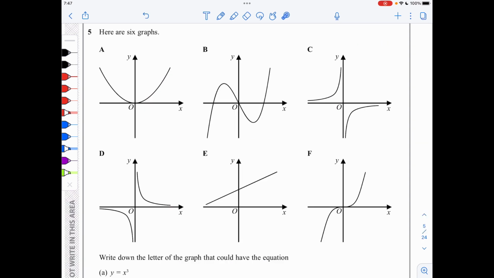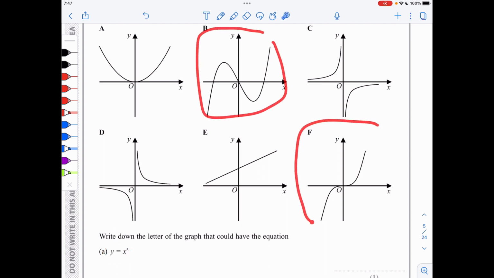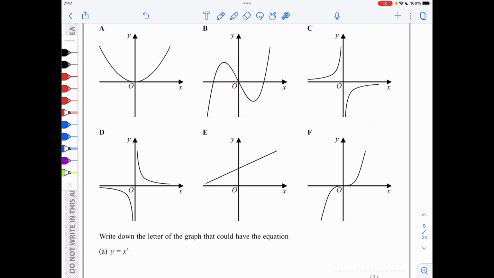In question 5, we've got 6 different graphs, and we need to identify which one matches y equals x cubed. Now, first of all, we can see that it's only B and F that are cubic graphs. However, B has 3 distinct cuts on the x-axis. x cubed has only 1 cut on the x-axis, so y equals x cubed has to be F.